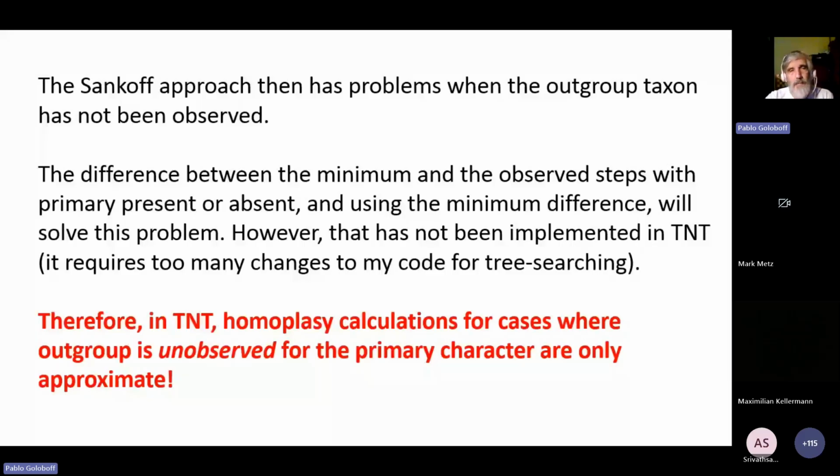One could calculate the minimum and observed steps, both assuming that the primary is present and assuming that the primary is absent, those two, and then calculate the difference between observed and minimum and use the smallest. That is always going to be the correct amount of homoplasy. But I have not implemented that in TNT because it requires too many changes to my code for tree searching. So in TNT, homoplasy calculations for cases where the outgroup is unobserved for the primary character are only approximate, okay?